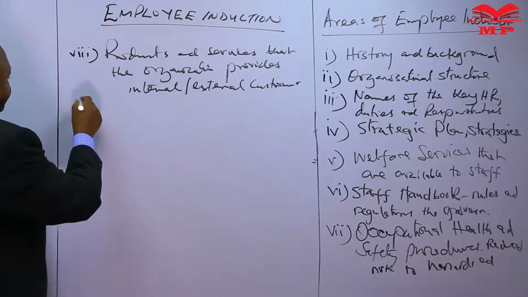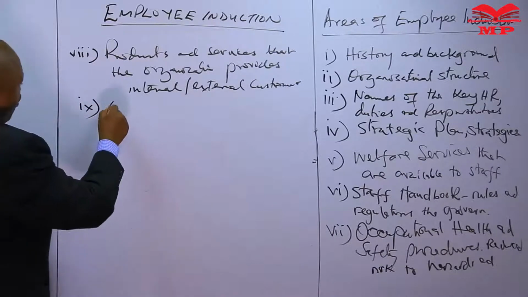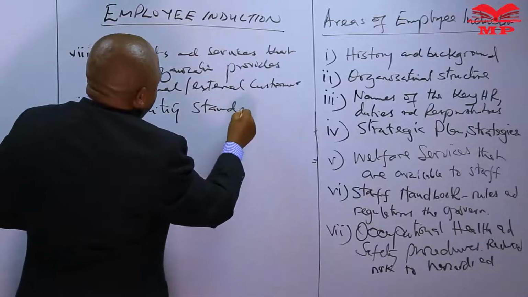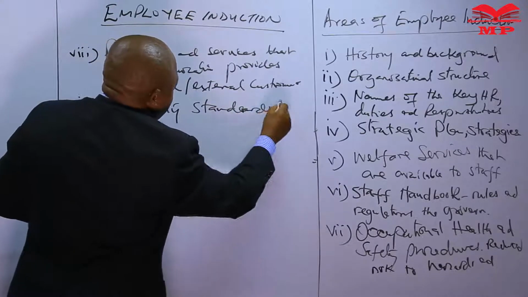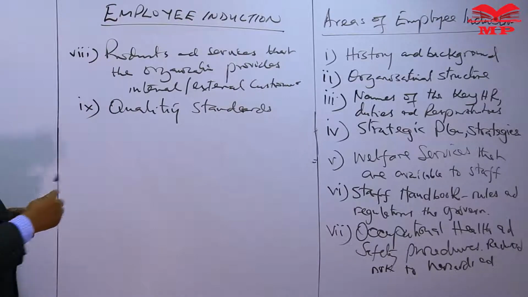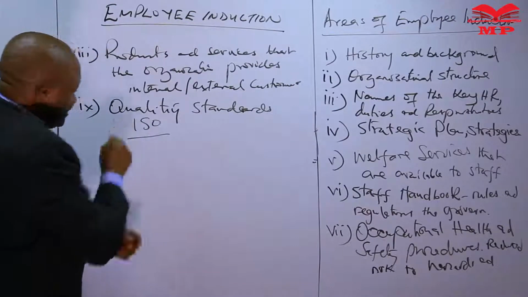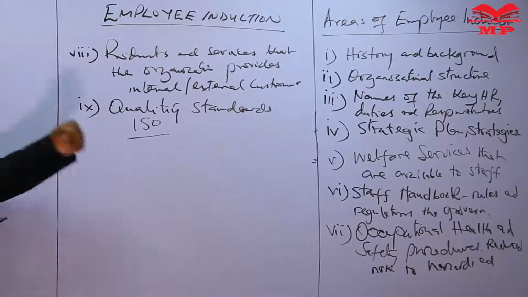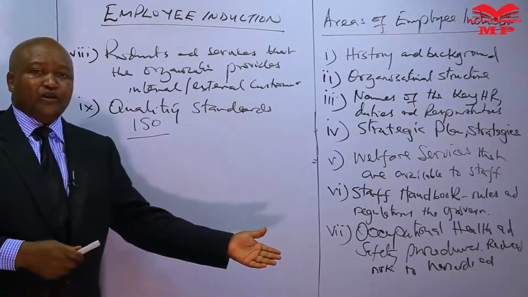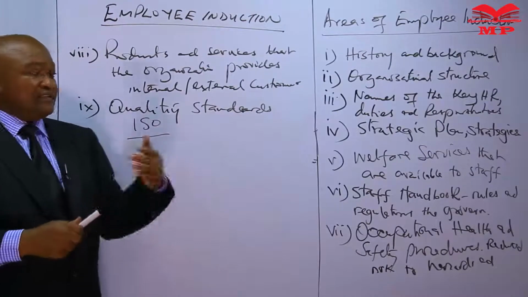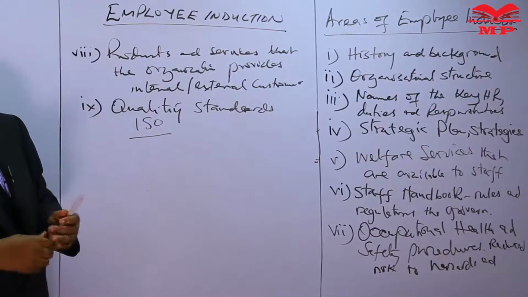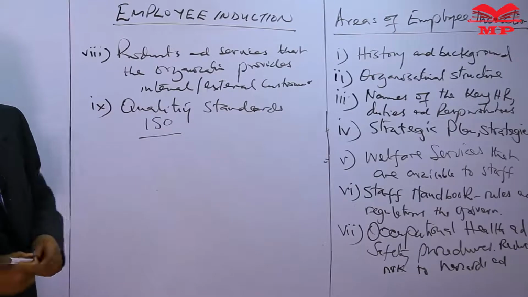Then number 9, there could be quality standards. Standards that the organization might require the employee to be exposed to. For instance, the ISO certification standards within which the operations of the organization take place. So the worker is taken through these particular processes to ensure that they comply with the standard operating manuals, the standard operating procedures, to be within the requirements of this particular organizational operational context.